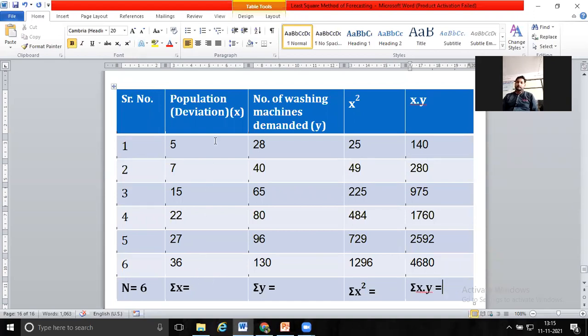Do the calculation. Tell me the summation of x. Everyone write down the things and perform the calculations also. Okay, let me know whether my voice is audible properly.